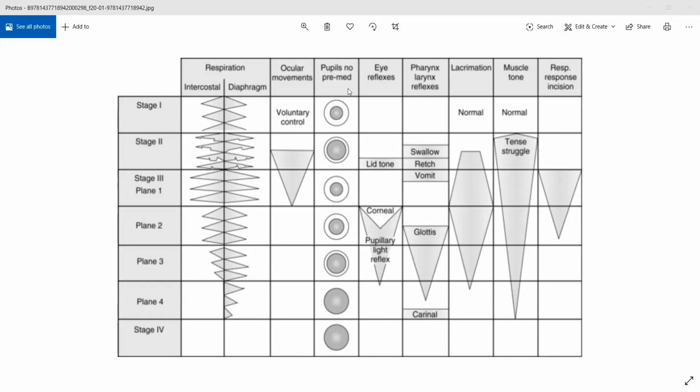As you can see, pupils initially were constricted. They will dilate in stage 2. Then again, as you go into stage 3, they will constrict. And now coming to stage 3, that is the stage of surgical anesthesia. This is the place where you perform surgery. You need your patient in stage 3 when you want to perform surgery.